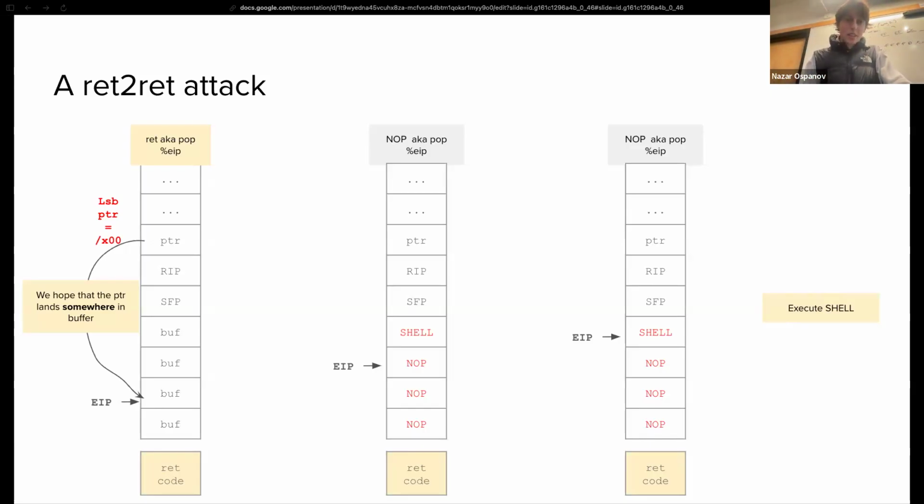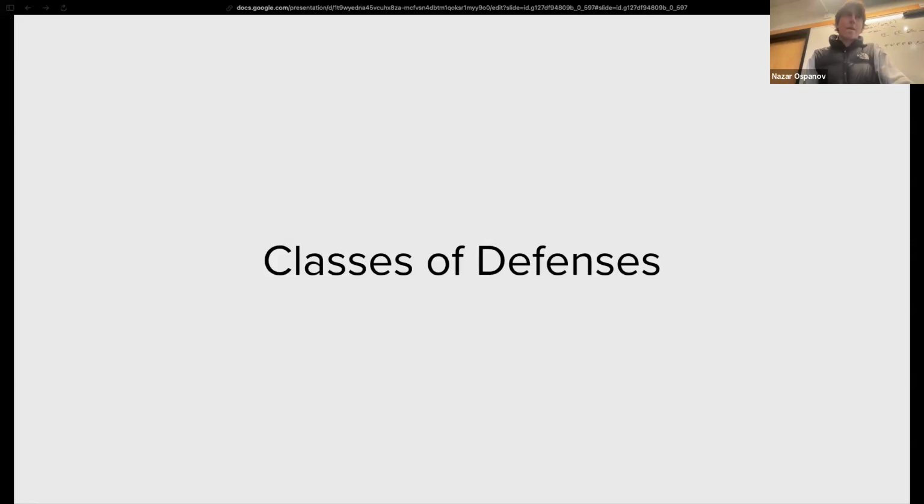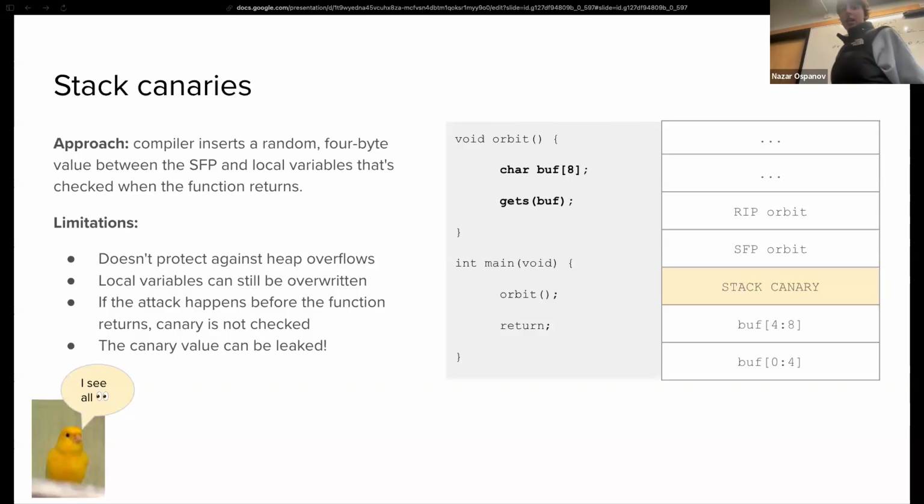So now let's begin to look at classes of defenses, right? When we had this buffer overflow, the issue was that the intruder could just write up the stack unperturbed, right? So the first way we can stop that is through stack canaries. Does anyone know what a stack canary is and where this term comes from?